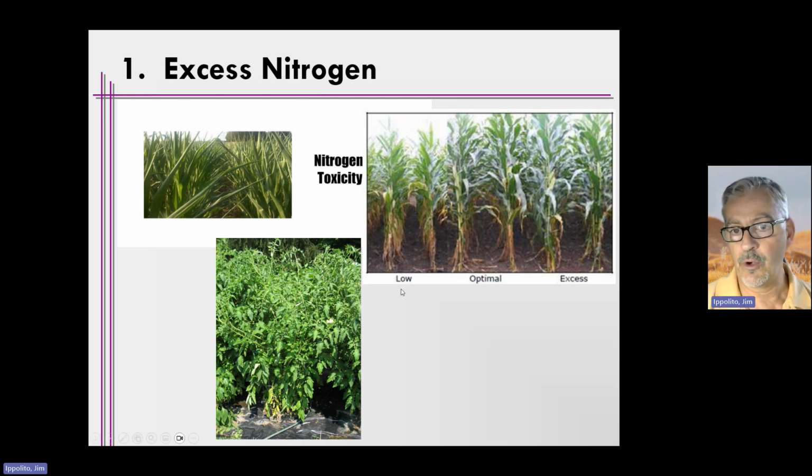In the top right-hand corner picture, you see low, optimal, and excessive nitrogen, and it's really hard to tell the difference between optimal and excessive. But if you're a producer, why would you want to be at excessive when optimal actually gives you probably the same yield as excessive? So over on the right-hand side, you wasted money to get to the same yield as you would under optimal conditions.